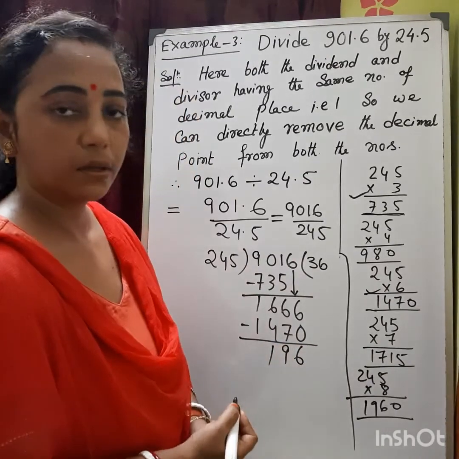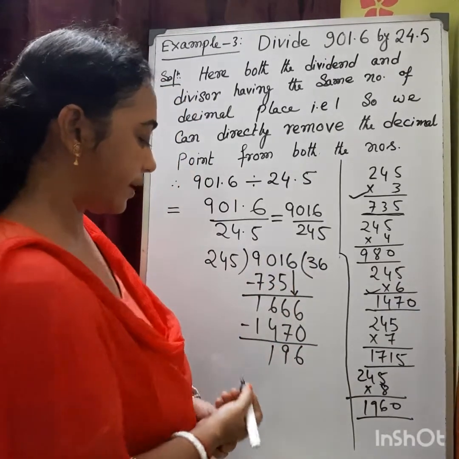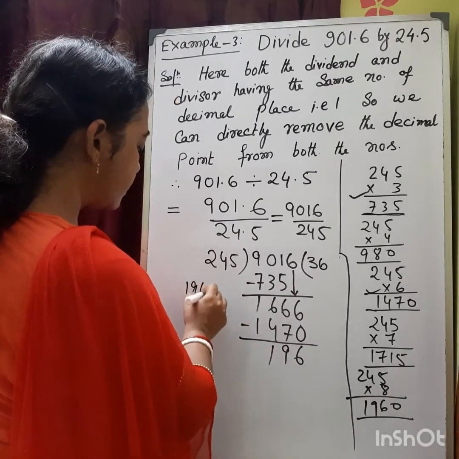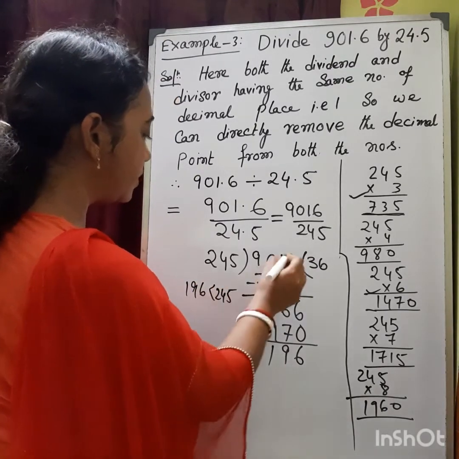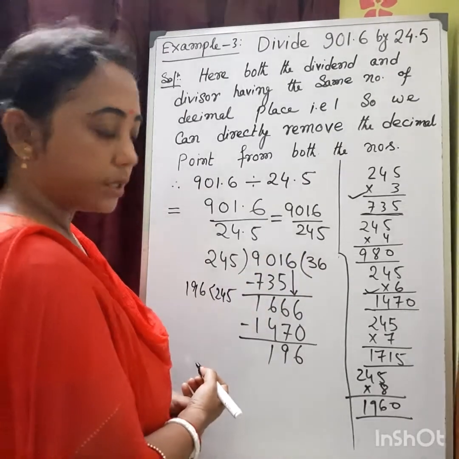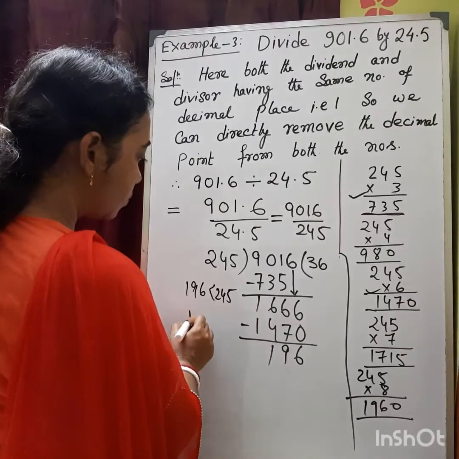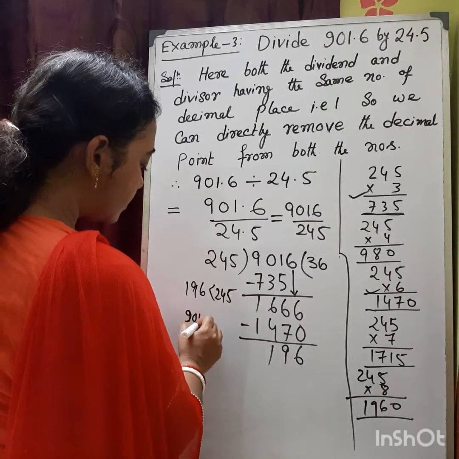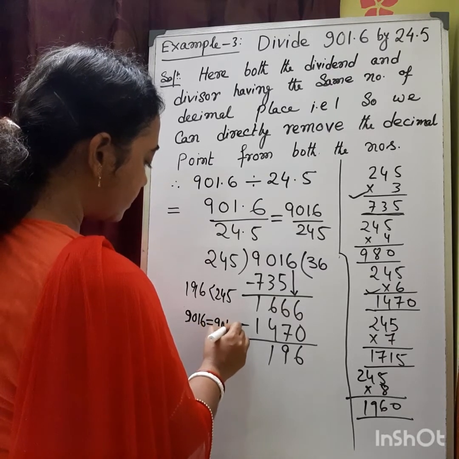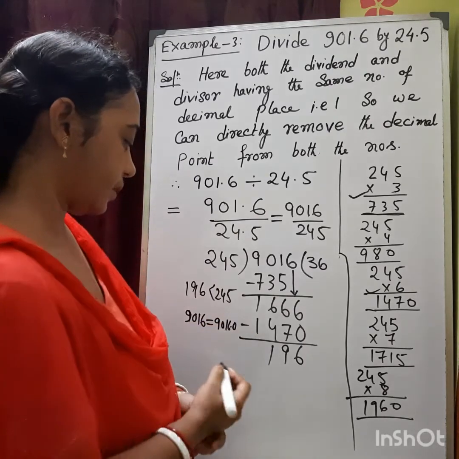Now there is no digit left, but 196 is less than 245. Here 196 is less than 245 and no digit is left to the right side of 6. So we know that we can write a whole number, that is 9016, as a decimal number, that is 9016.0.